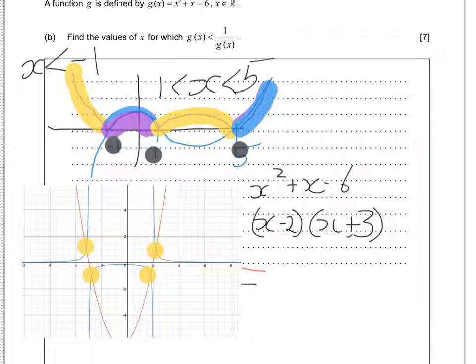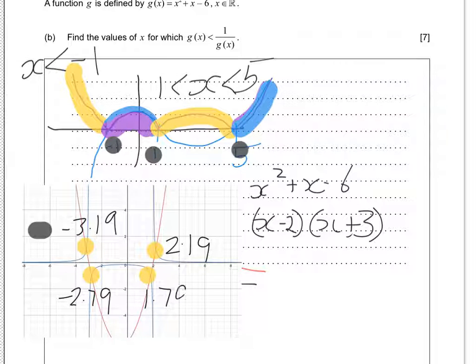If you do that, you will find that the intercepts are -3.19. This is just the x values. You can get the y values as well, but they're not so important. -2.79, 2.19, and 1.79. They're the four intercept values.